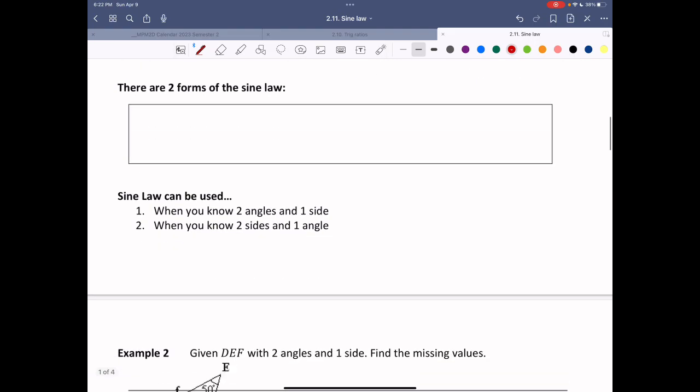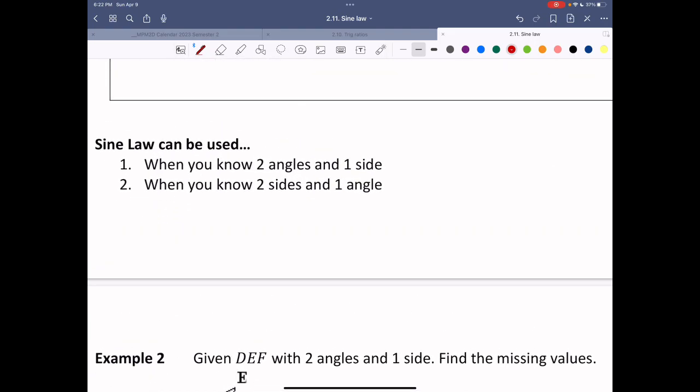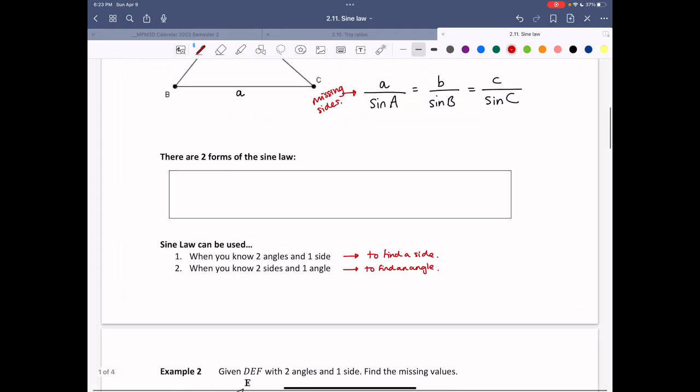Okay, so sine law can be used when you know two angles and one side, or when you know two sides and one angle. When you know two angles and one side, it can be used to find the other side. So to find a side. Or when you know two sides and one angle and you want to find an angle. Okay, now there's some rules with it. All right, so let's take a look.